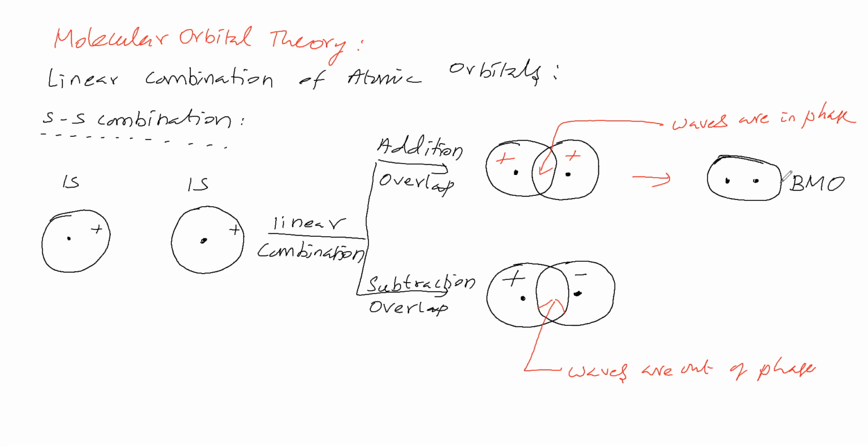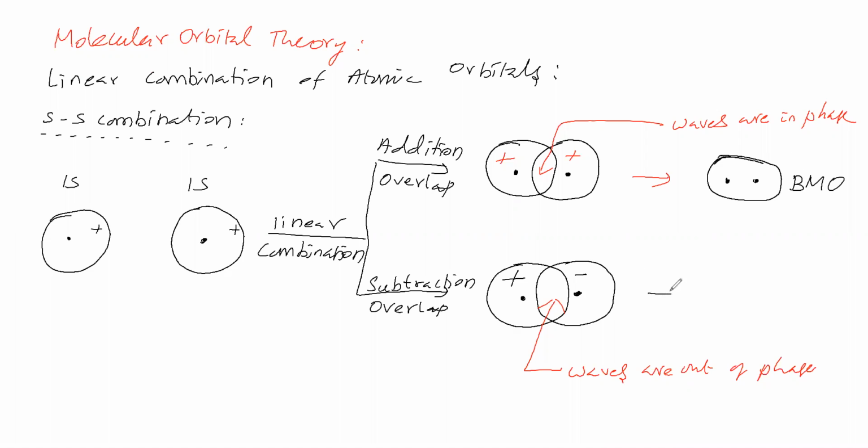Why is it called a bonding molecular orbital? Because this orbital and this orbital overlap here, and the overlapping part is constructive. Constructive means this atom and this atom are going for bonding, resulting in a molecule. Therefore, we are getting a molecular orbital. This molecular orbital is favorable for bonding, therefore it is called a bonding molecular orbital.